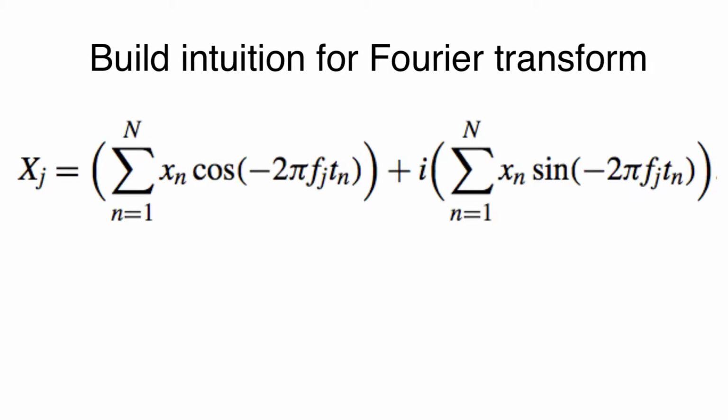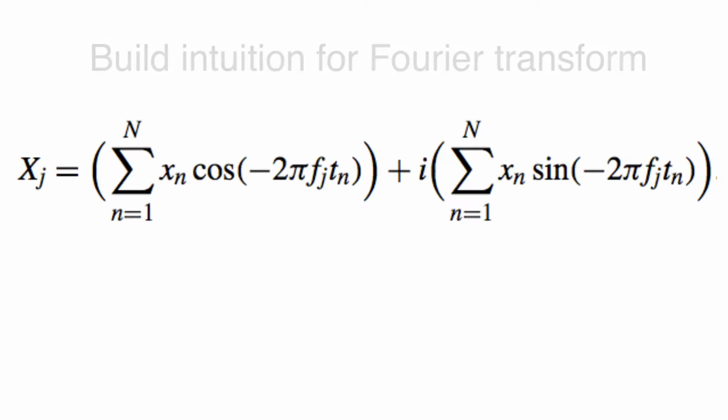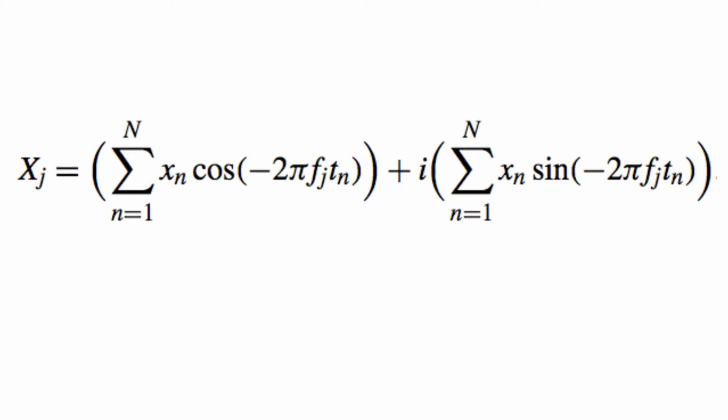In the previous video, we used Euler's formula to write down a new expression for the discrete time Fourier transform. And we tried to build intuition for this expression by thinking about the product of our data and sinusoids oscillating at different frequencies. In this video, we'll consider a simple example to try to make these ideas more concrete.